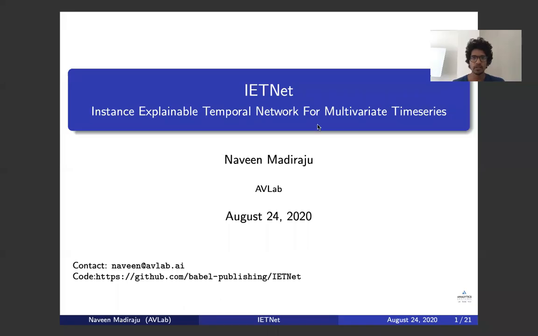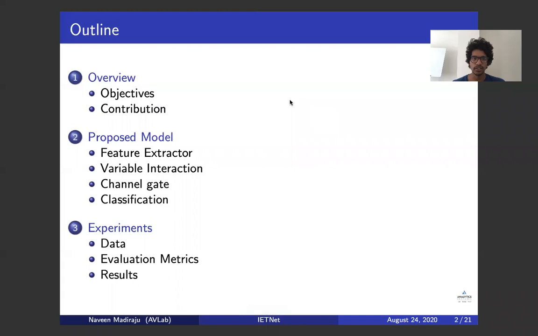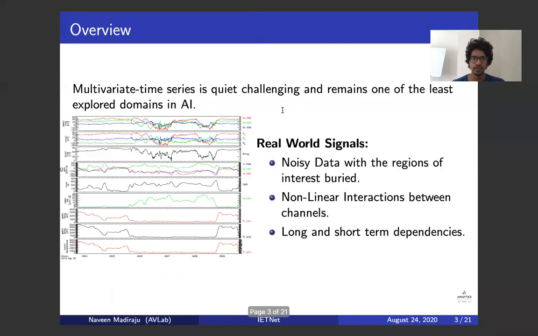Hi everyone, welcome to the presentation for IETNet, abbreviated as Instance Explainable Temporal Network for Multivariate Time Series. Let's start with the outline. So we start with objectives, contribution, then move on to the model architecture, and then to the experiments with data, evaluation metrics and results. Let's start with the overview.